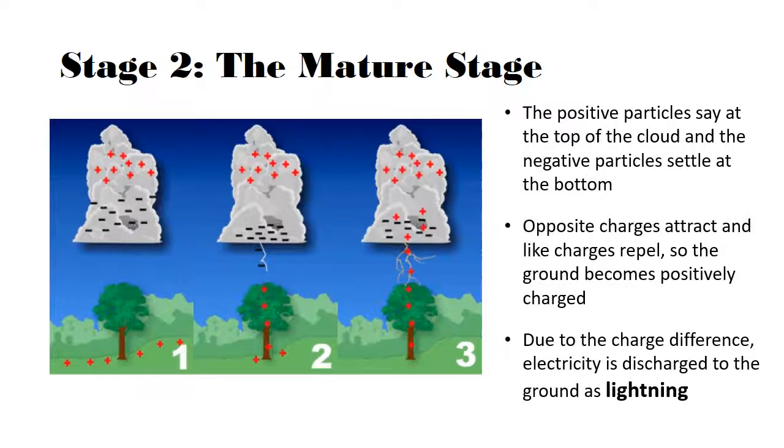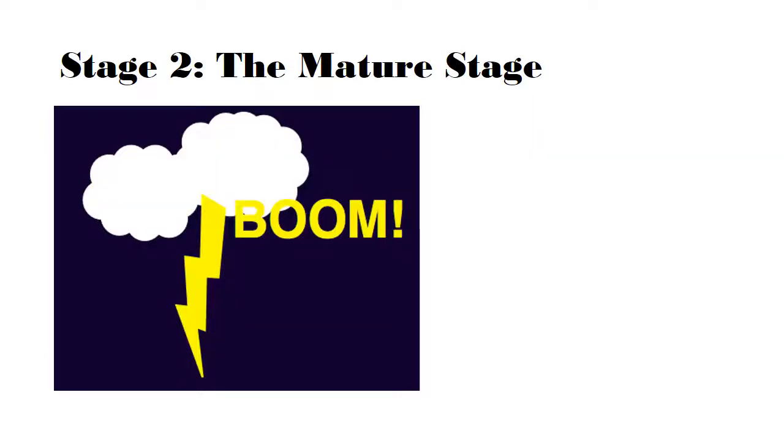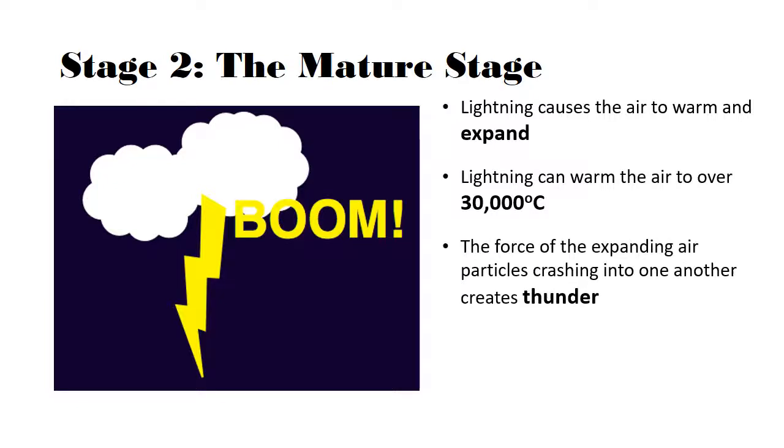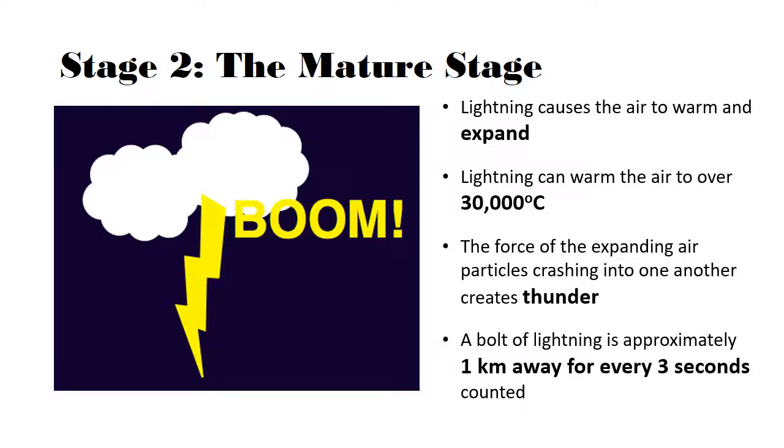Due to the resulting charge difference between the negative bottom of the cloud and the positive surface of the ground, electricity is discharged from the cloud to the ground. This is lightning. As lightning cuts through the air, it warms to over 30,000 degrees Celsius, causing it to expand rapidly. As the expanding air particles crash into one another, we hear that sound as thunder. A bolt of lightning is approximately 1 kilometer away for every 3 seconds counted between seeing the lightning and hearing the thunder.